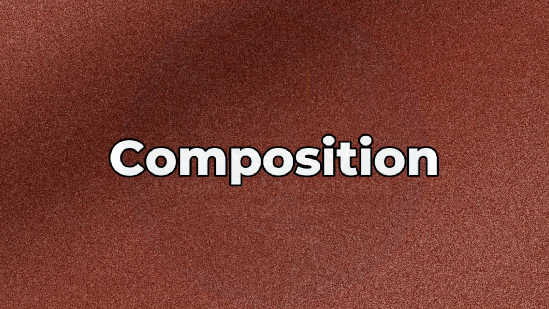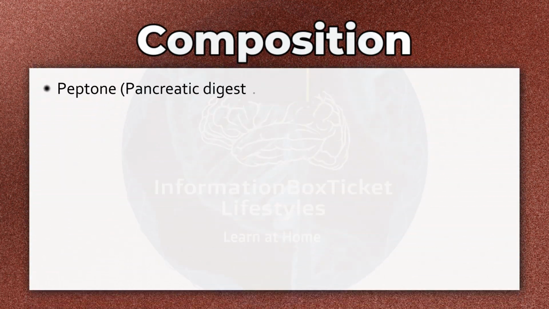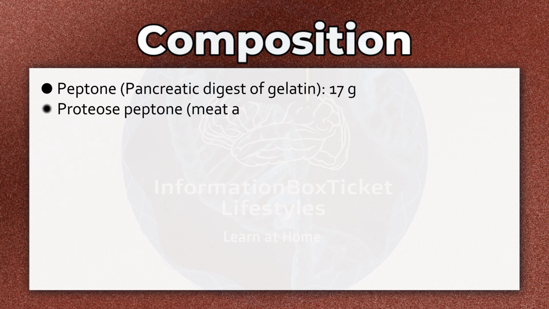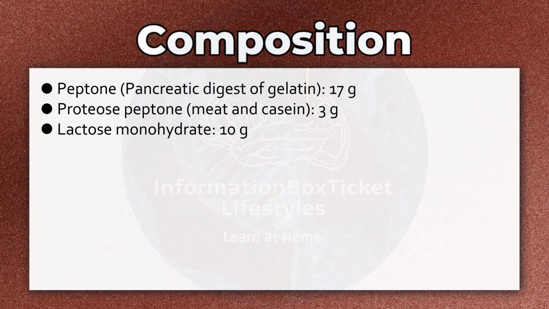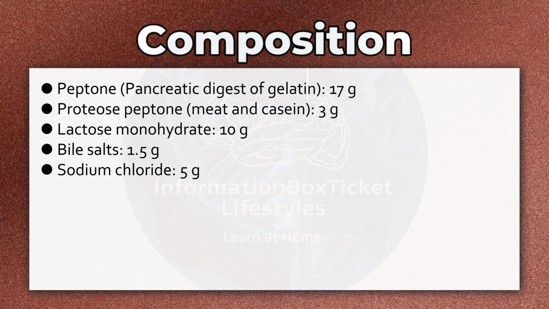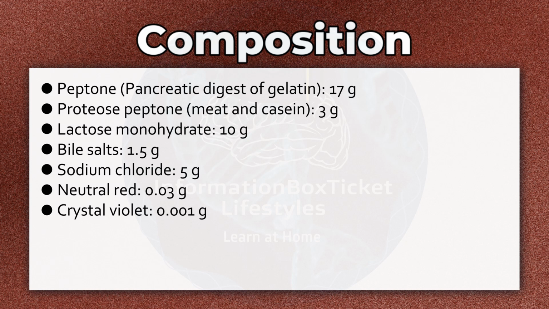Composition of MacConkey Agar. Peptone, pancreatic digest of gelatin, 17 grams. Proteose peptone, meat and casein, 3 grams. Lactose monohydrate, 10 grams. Bile salts, 1.5 grams. Sodium chloride, 5 grams. Neutral red, 0.03 gram. Crystal violet, 0.001 gram. Agar, 13.5 grams.